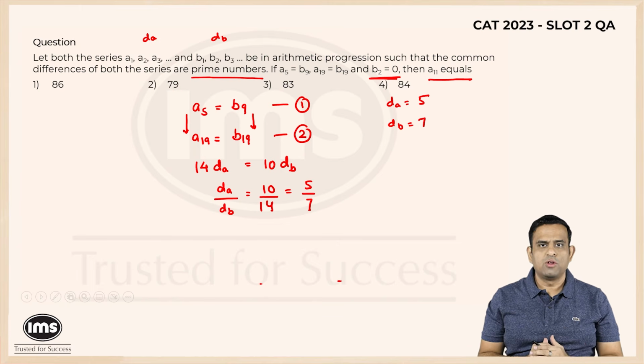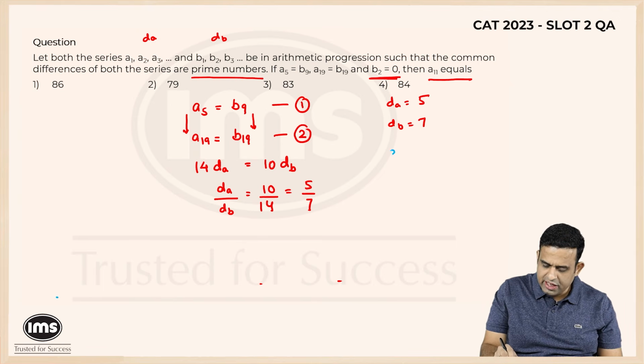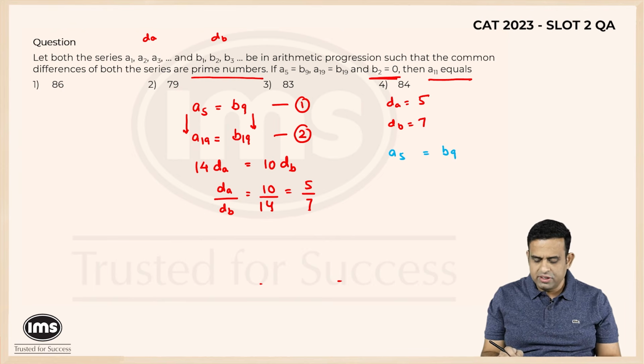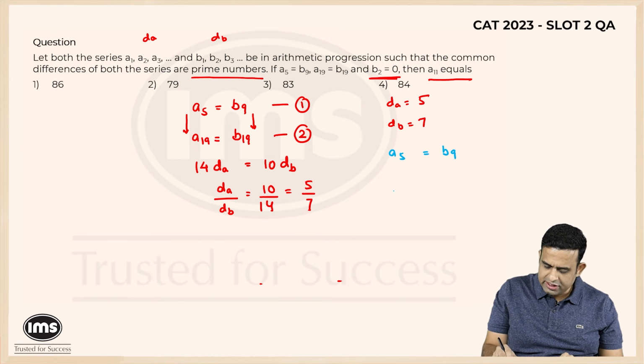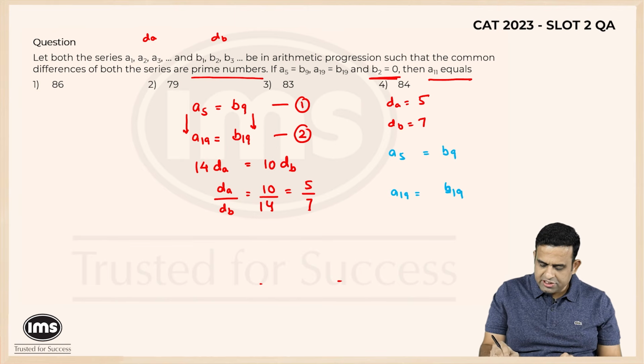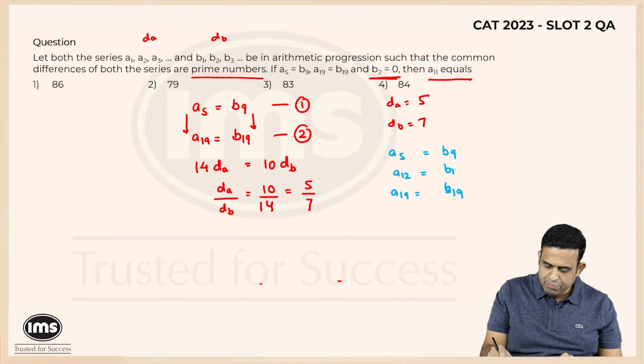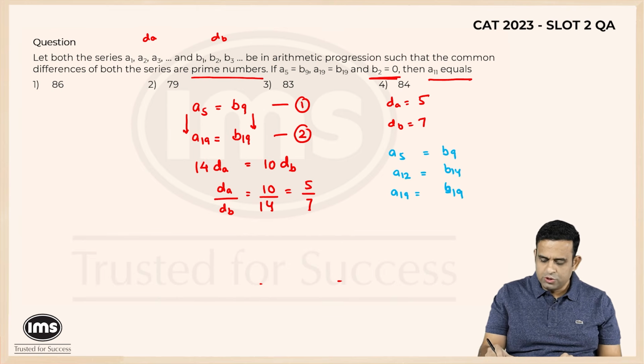Now once we found the common difference of both the sequences, I can do something like this also. Since they have told you A5 is equal to B9, and for the first sequence A19 is also equal to B19, that simply means that the term A12 should be equal to B14 as well. So what we can do is find the value of B14.